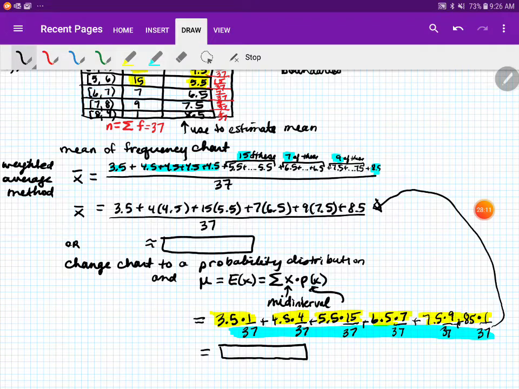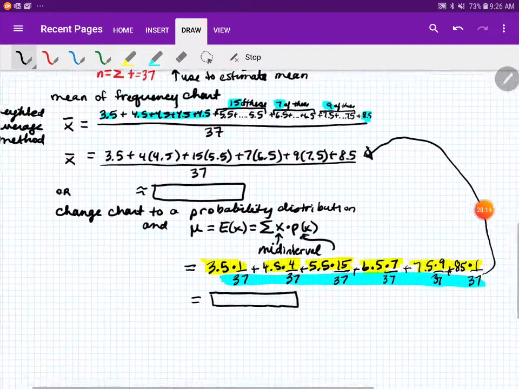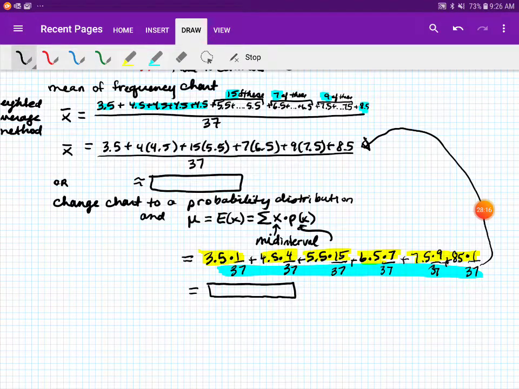And then just type that into your calculator and see what you get. Okay, so let's see what we want to do next.